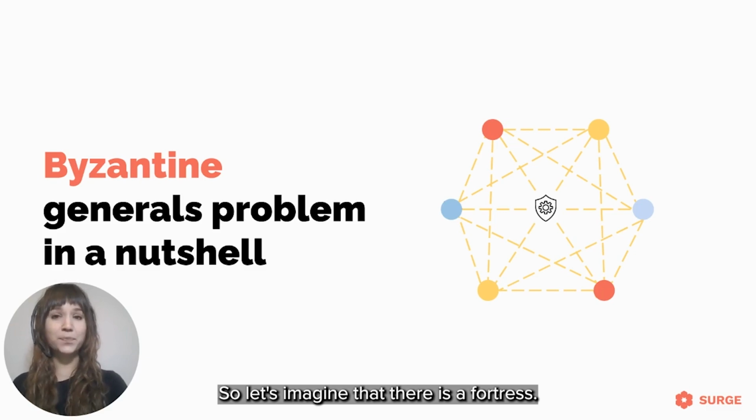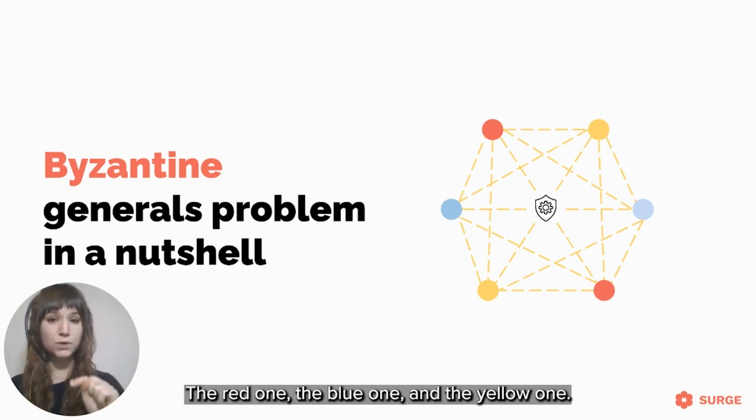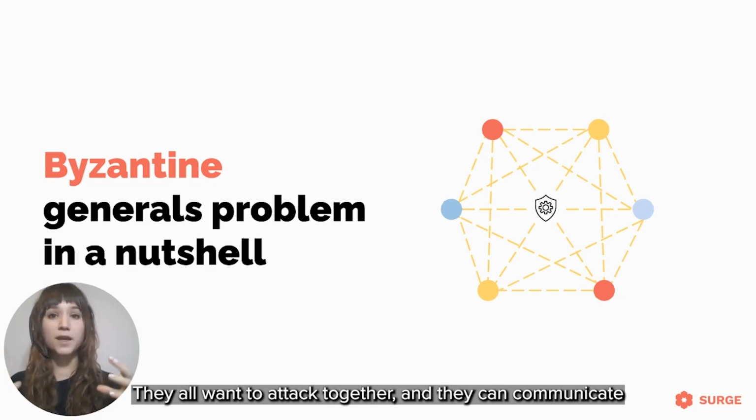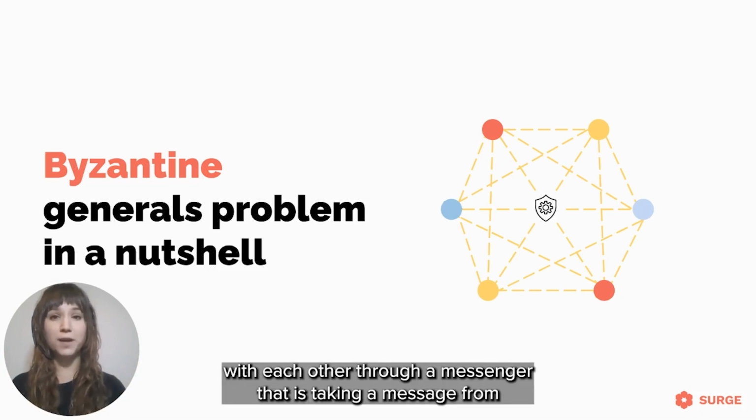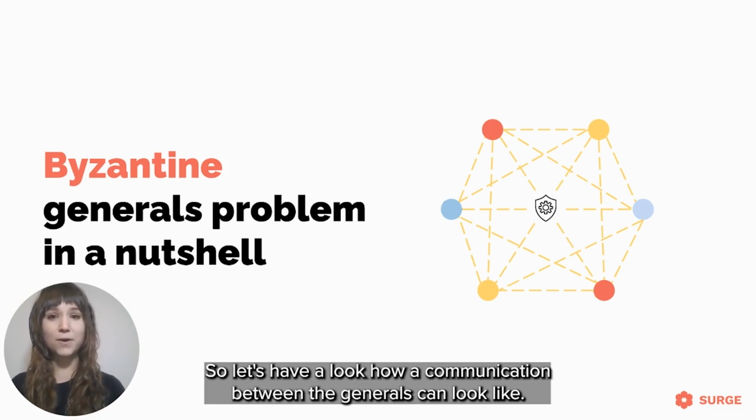So let's imagine that there is a fortress. This fortress is surrounded by the armies of 3 different generals, the red one, the blue one, and the yellow one. They all want to attack together, and they can communicate with each other through a messenger that is taking a message from one general to the other general. And the problem in this situation is that one of the generals is the traitor. So let's have a look at how a communication between the generals can look.